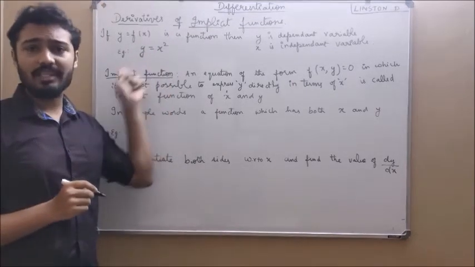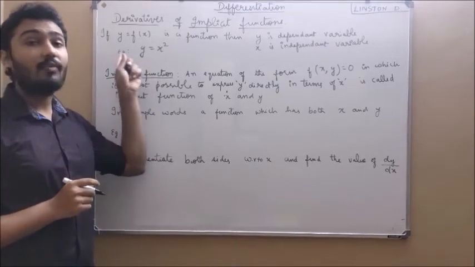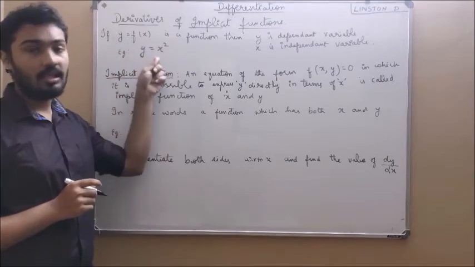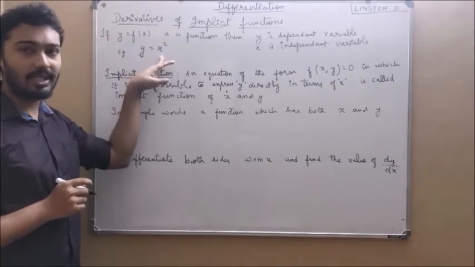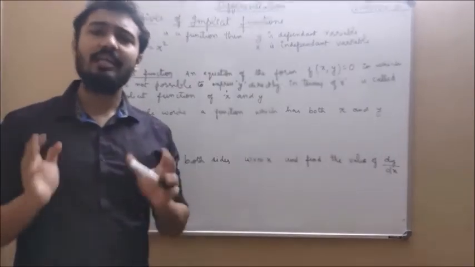If y equal to x square is a function, you have already learned this function. Then here the value of y depends on x. Therefore, y becomes the dependent variable, x becomes the independent variable. This you know. Now we learn an implicit function.